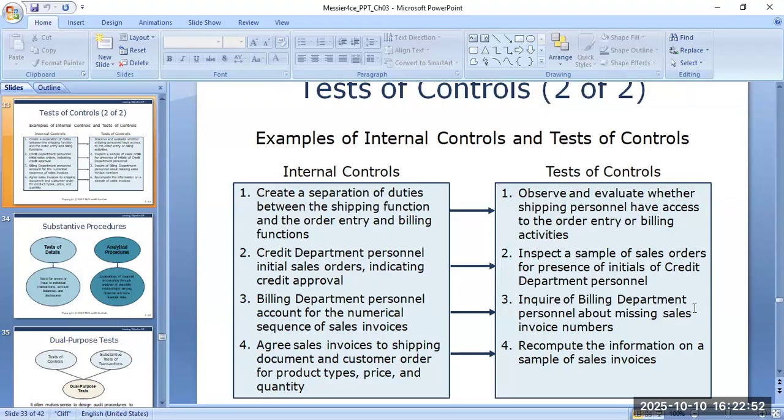The next one is that billing department personnel account for the numerical sequence of the sales invoices. So what we're going to do is inquire from the billing department personnel about missing sales invoice numbers. Tell me, from invoice 1 to 1000, how many are missing? If we have exactly 1000 invoices, there's nothing missing. That means the internal control works.